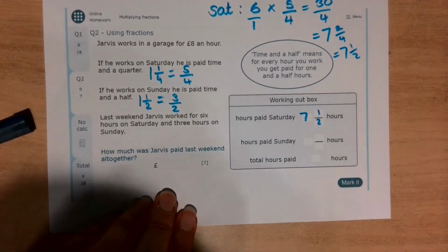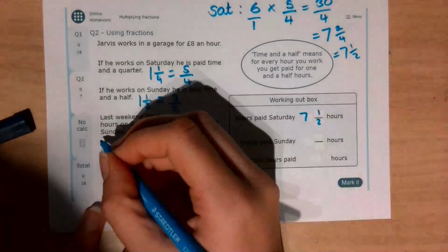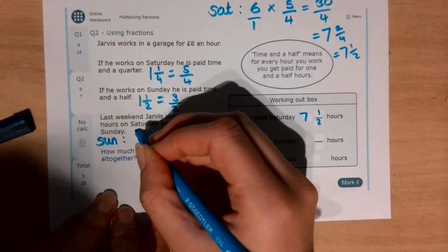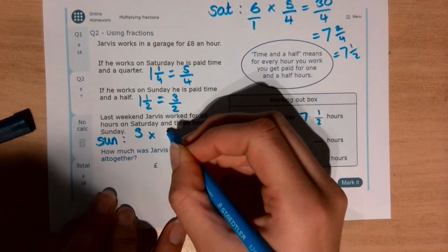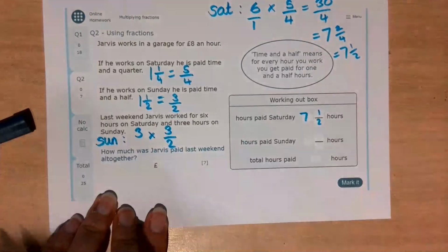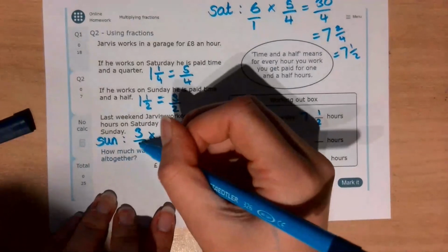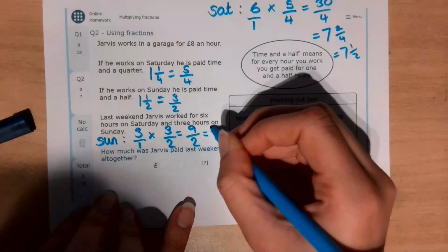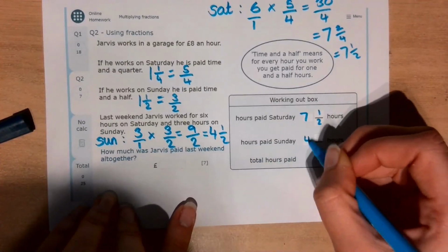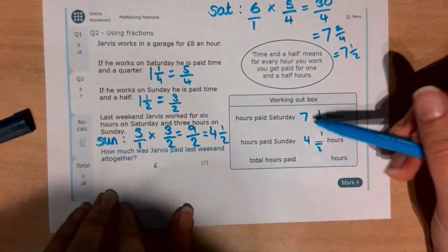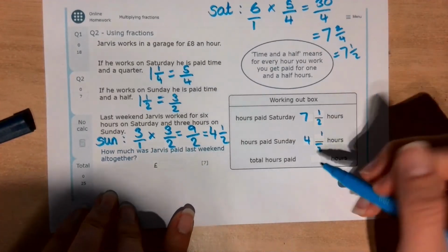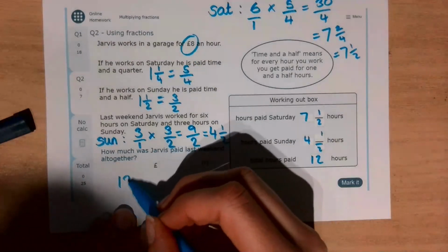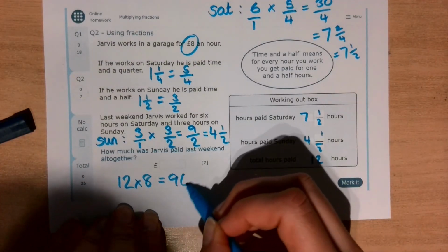Now if we use the Sunday, on the Sunday he worked for 3 hours and he was being paid 3/2, time and a half. Remember, 3 is 3 over 1, that gives me 9/2. 9/2 is 4 1/2. If 7.5 is how much he was paid Saturday, and 4.5 is how much he was paid Sunday, when we add those together, we get 12 hours. Remember, he's being paid £8 an hour. 12 times 8 equals 96.